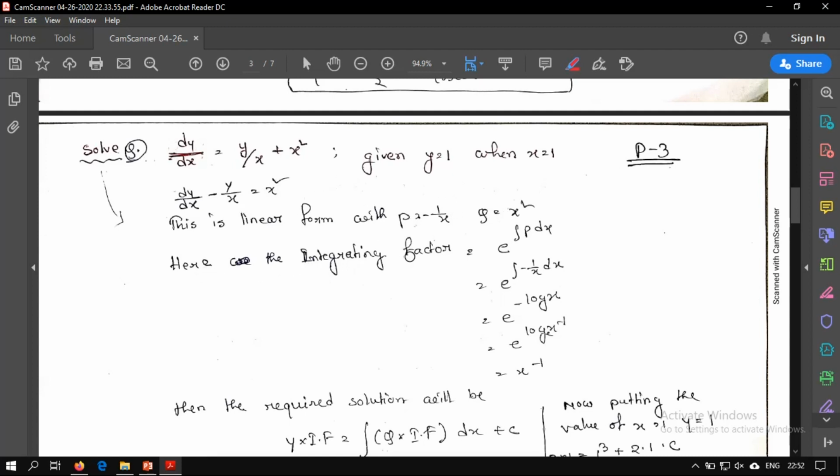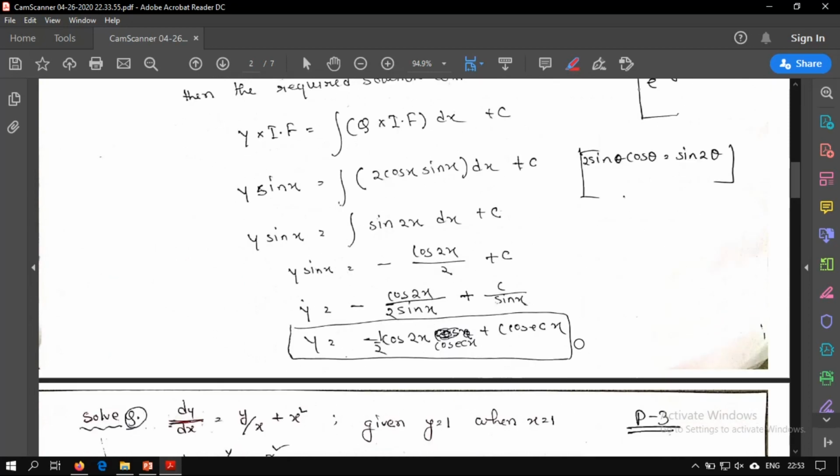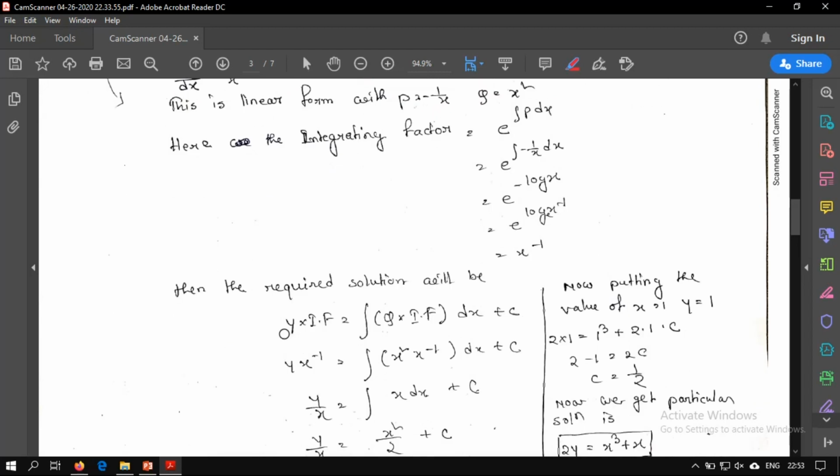Here we have to find the integrating factor, e to the power integration of P dx, and P is minus 1 by x, and you know that the integration of 1 by x is log x. Here it is minus log x, so the integrating factor is e to the power log x inverse, which equals x inverse. Then the required solution will be by multiplying both sides by the integrating factor x inverse.